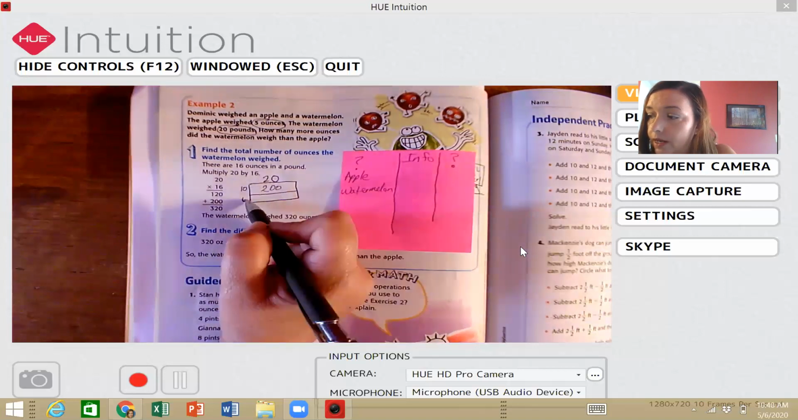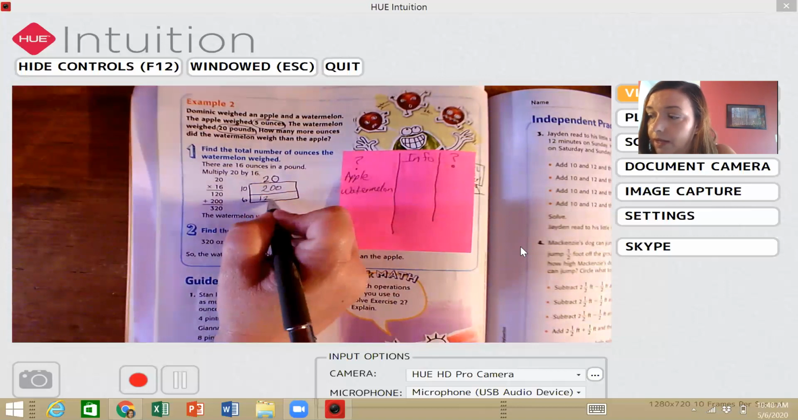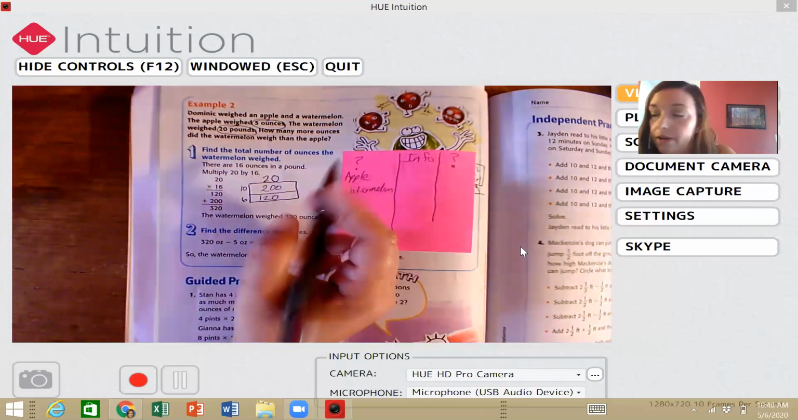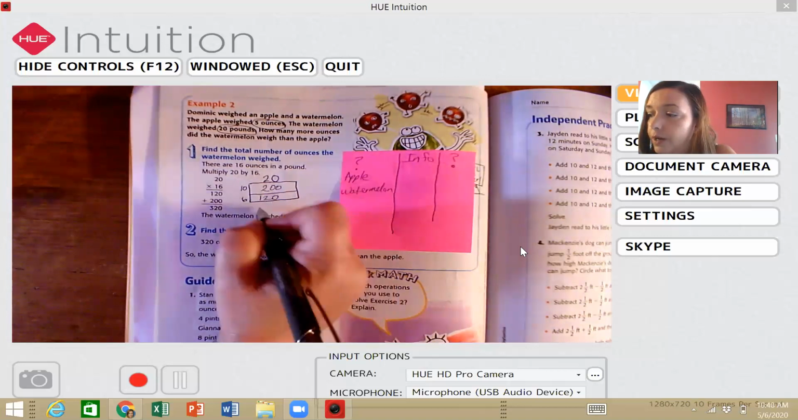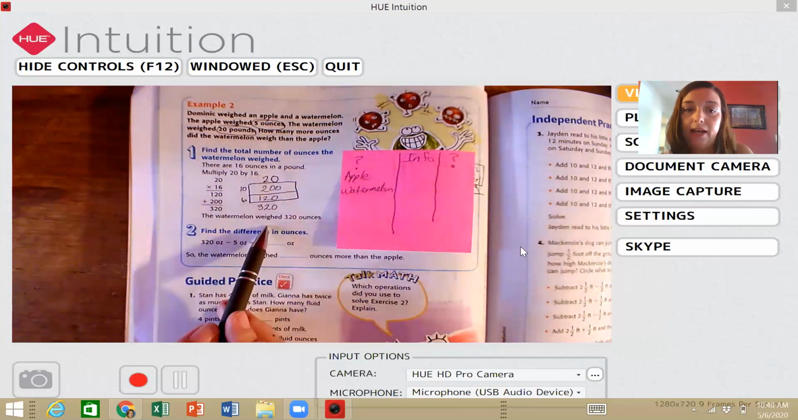6 times 20, so I can go 6 times 2 tens is 12, and then I make it 10 times larger, and then when I add those two partial products together, I get 320. Okay, so the watermelon weighed 320 ounces.